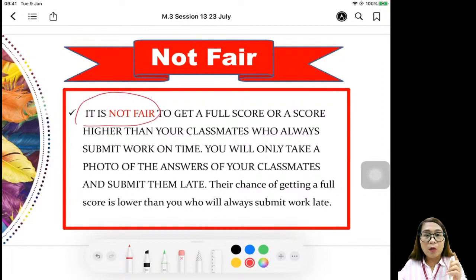Okay, so I hope that you will understand this, because if you want to get a full score or a good score, you should be responsible. You should submit your work on time. And it's easy for me also to check the work. If I'm done, that's it. I don't have enough time to check all the late work every day, students. So I hope that you will understand our rules in submitting the work. Okay?